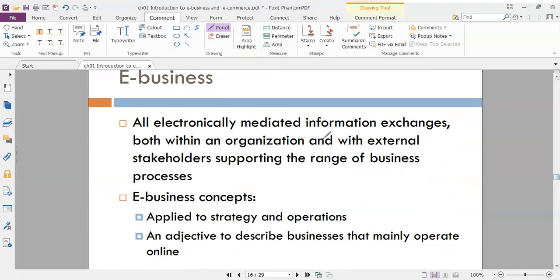So e-business, all electronically mediated information exchange both within an organization.